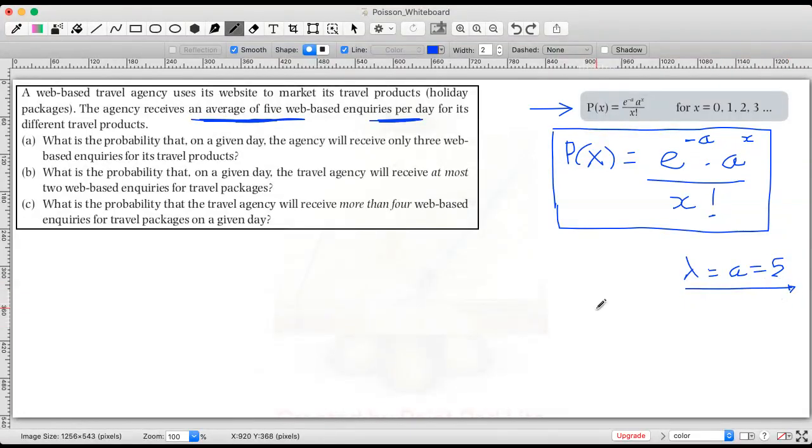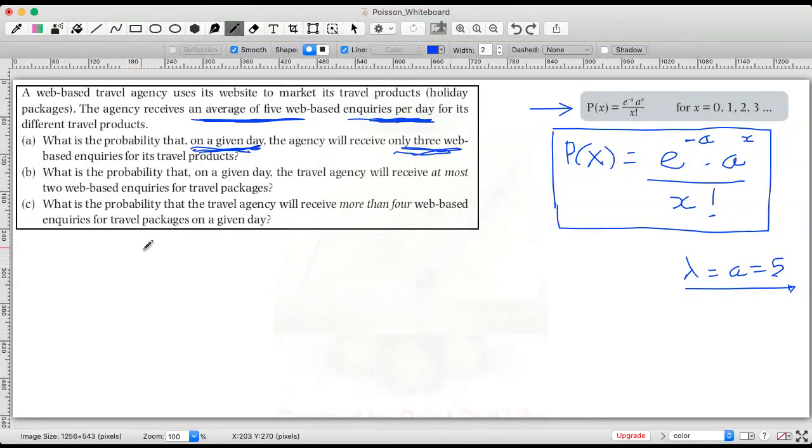All right. Now, let's get to the first question. Question A. Question A is, what is the probability that on a given day, so on that same time interval that we're working with. So that average is based on an average per day. So they're asking us to work with the probability of something based on that same time interval, which is a day. What is the probability that on a given day, the agency will receive only 3 web-based inquiries?